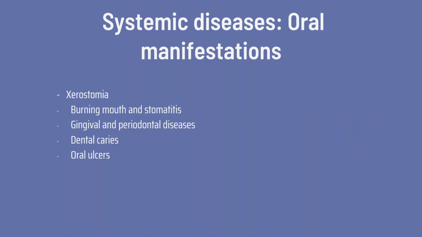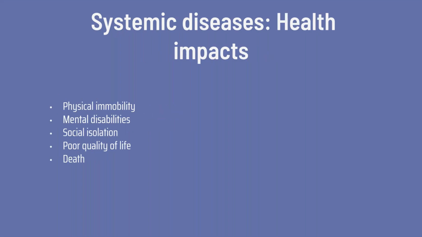The oral manifestations of systemic disease are most commonly seen in the form of xerostomia, burning mouth, stomatitis, gingival and periodontal disease, which are basically diseases of the supporting structure of the tooth, dental caries, also known as dental decay, and various types of oral ulcers. Also, all these systemic diseases have their own impact on health in the form of physical immobility and mental disabilities, which leads to social isolation for this older adult population, and also leads to a poor quality of life for them. And the most terminal consequence is death.